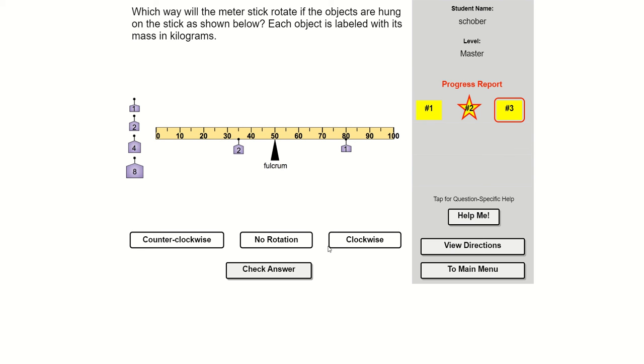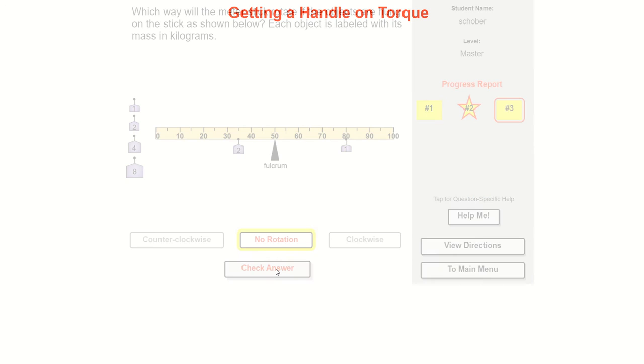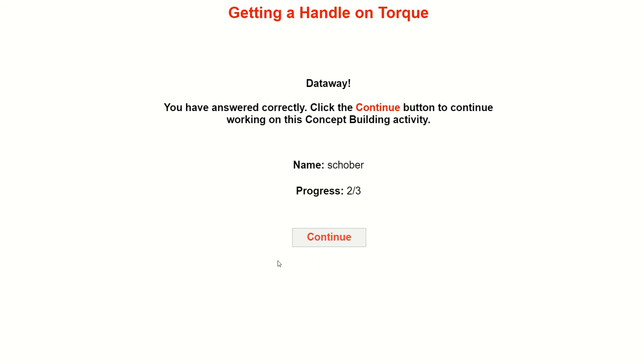Balance means no rotation. So you have 2 unequal masses balancing on either side of this. So hit no rotation and check our answer. And we're all set to go.